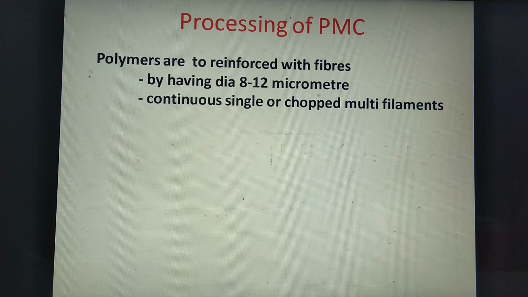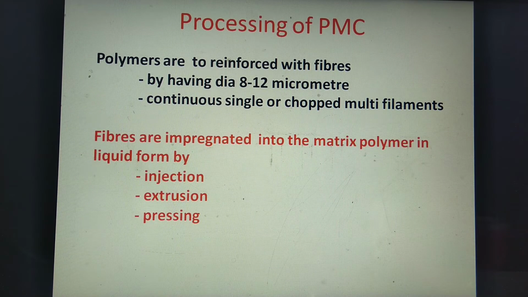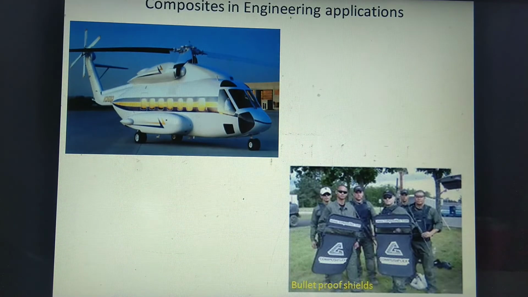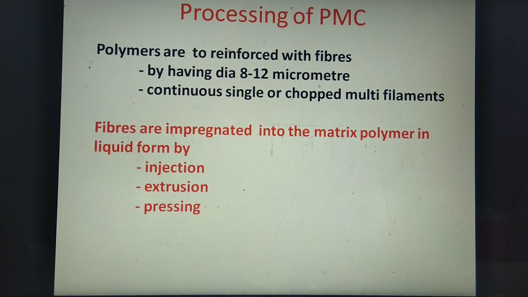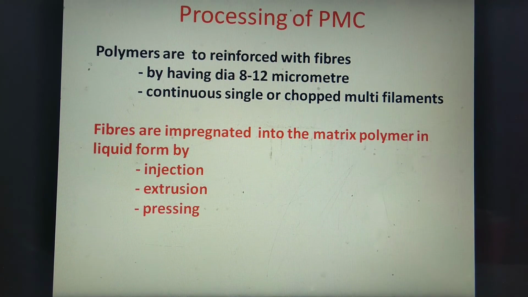This is the processing of the polymer matrix composites. Polymers are reinforced with fibers which are 8 to 12 micrometers in diameter, either as continuous single or chopped, or as multifilaments that are woven into a cloth and other types of preformed textiles. These fibers are then impregnated into the matrix polymer in liquid form by means of injection, extrusion, and pressing, and then it is kept cured to the final composites.